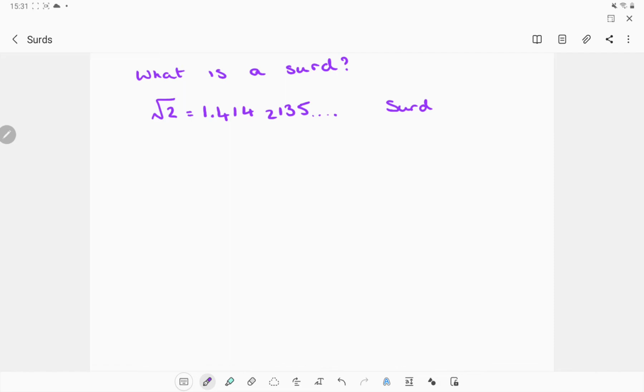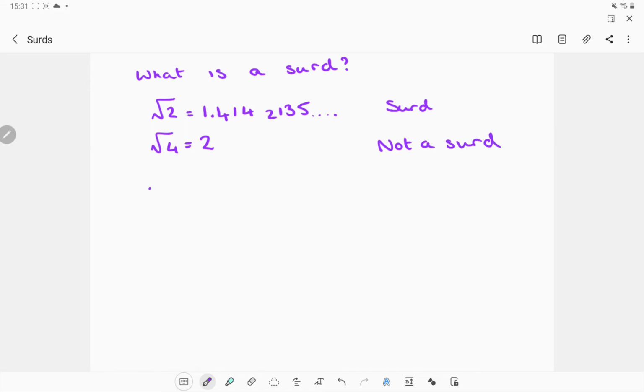Now, let's have a look at the square root of 4. The square root of 4, what times what gives you 4? And we have the answer of 2. Now, because this is an exact number, it doesn't go on and on and on, this is not a surd.